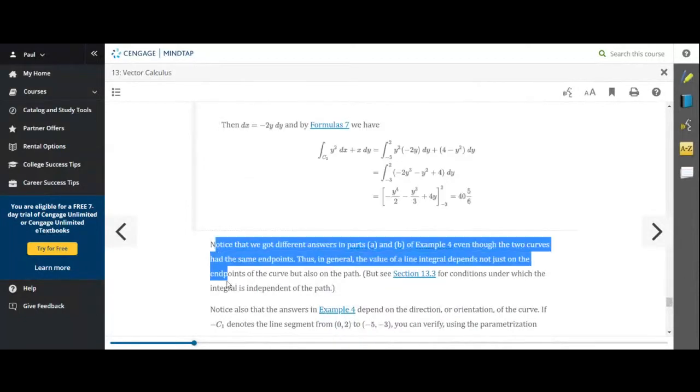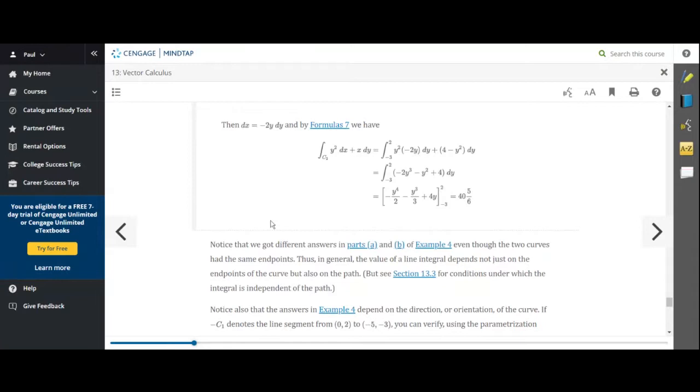And they note here, this is really a lot of good stuff you're learning here. They note that you got different answers in part A and B in this example, different answers, right? Well, in general, even though the two curves had the same endpoints, the value of a line integral depends not just on the endpoints of the curve, but also on the path. However, there are conditions under which a line integral is independent of the path. Okay, there are situations where that happens, and we'll get into that next week.